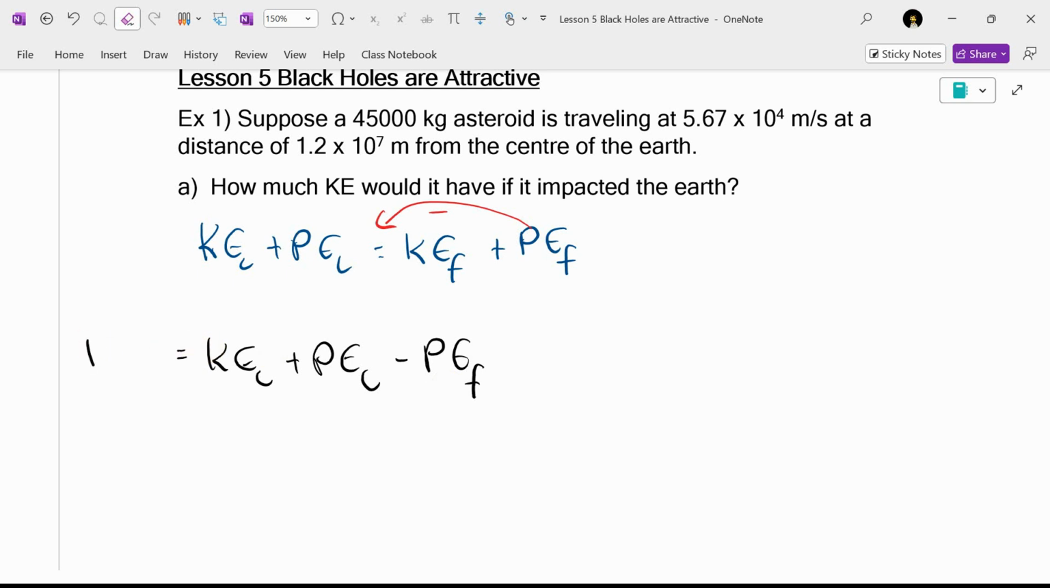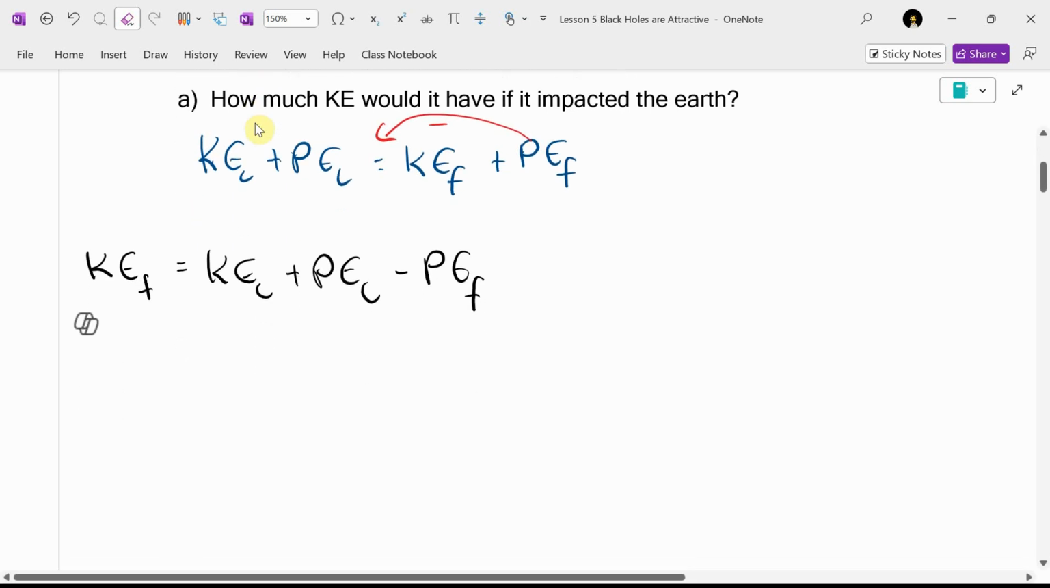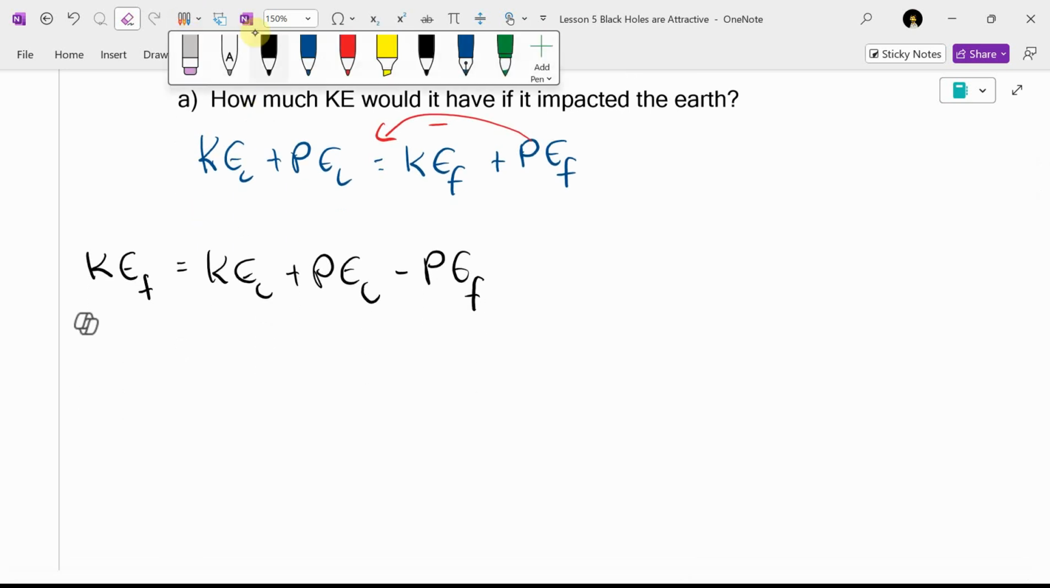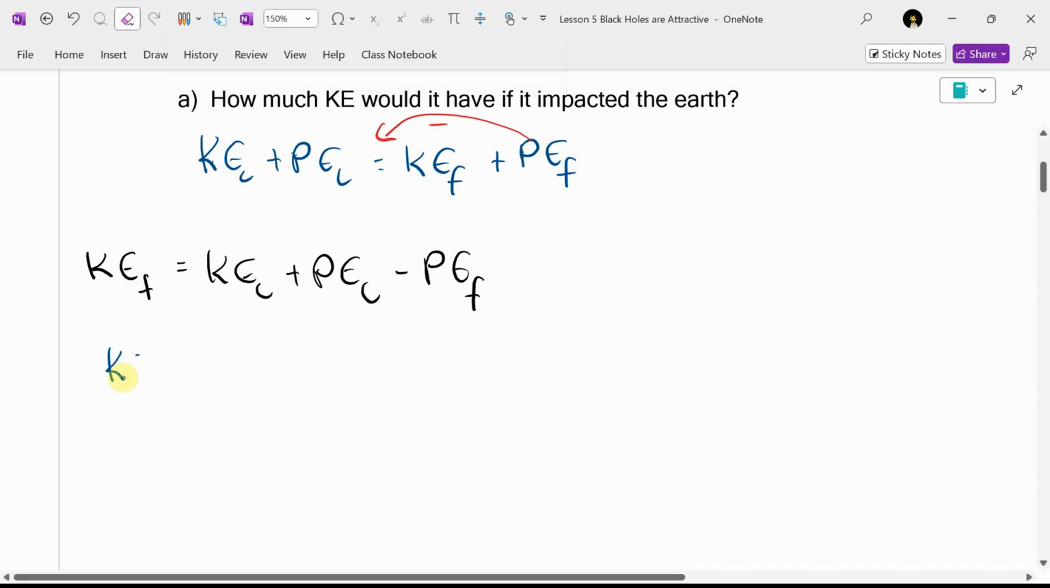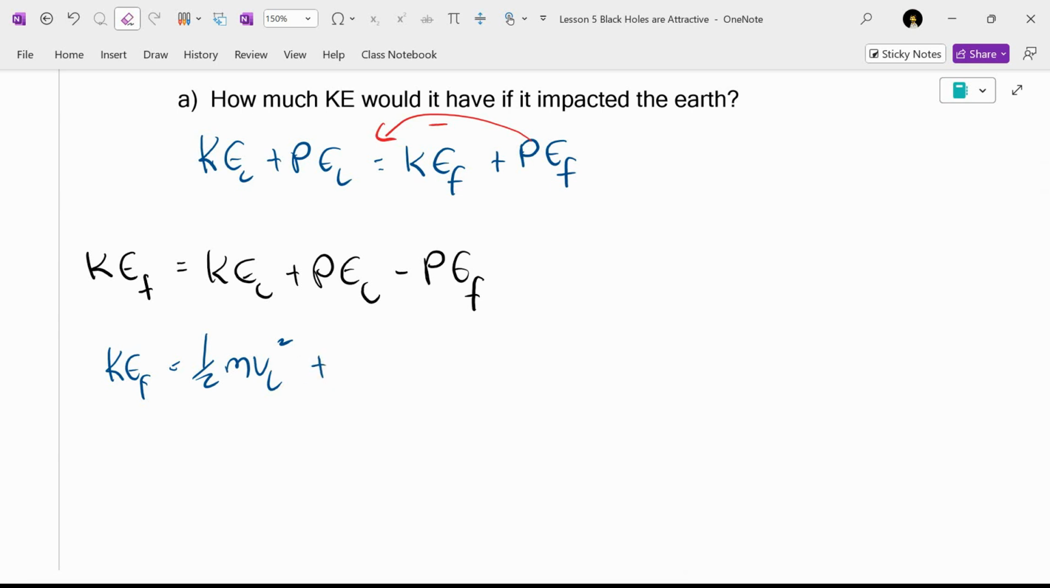And then, Justin, if you don't mind, I'm going to put the KE final over here by itself because that's where I'm used to seeing it. And now I'm going to expand it with the equations. So it's going to look like this. KE final equals a half m v initial squared plus mgh, no, negative big G, big M, little m over R initial minus negative big G, big M, little m over R final.